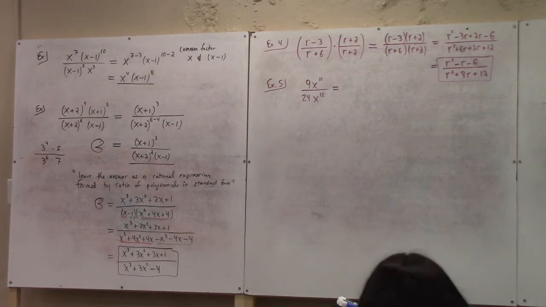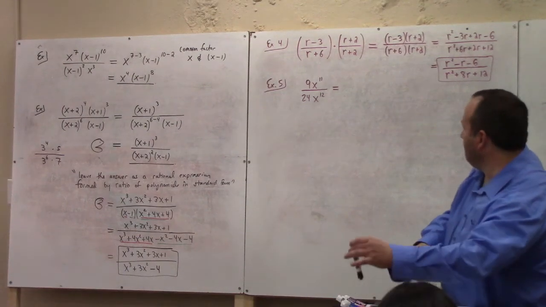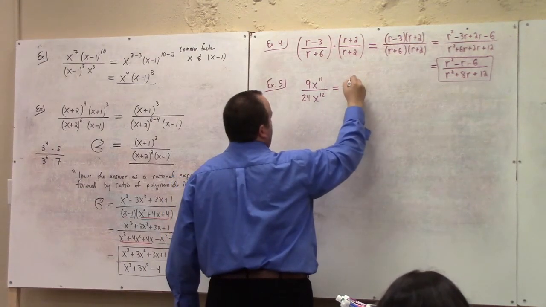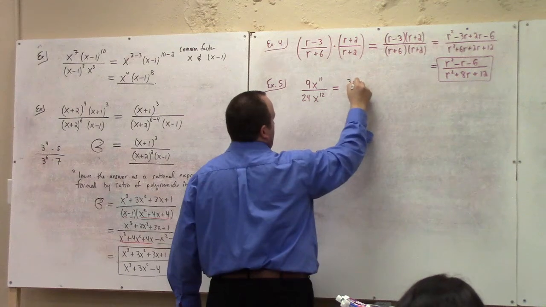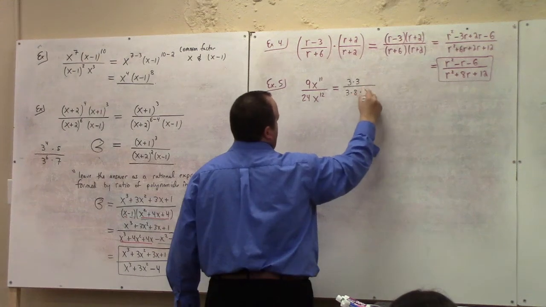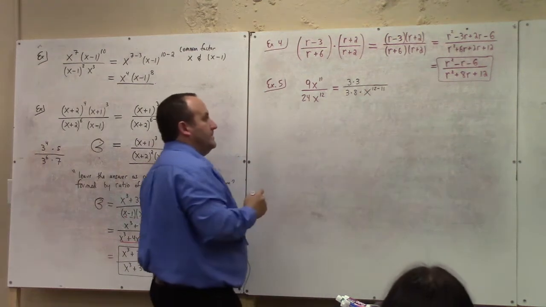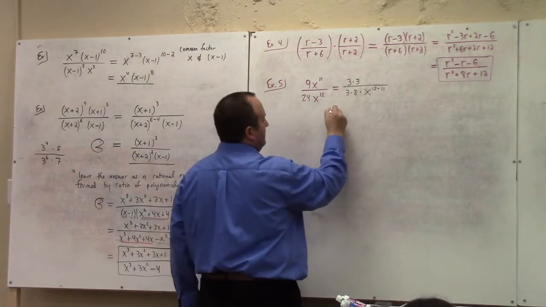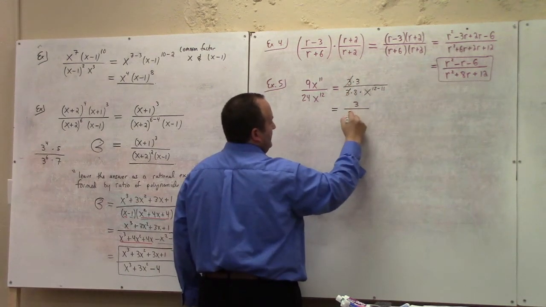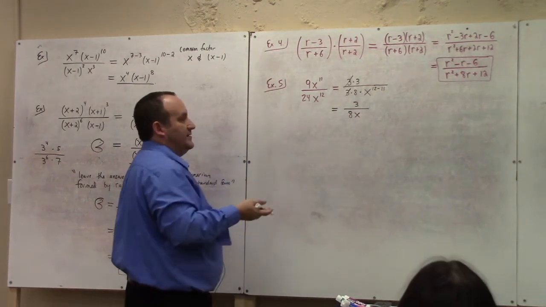How about exercise 5? Can you guys tell me what to do there? I'll write it out this way. This is 3 times 3 over 3 times 8 times x to the what, 12 minus 11. So we can cancel 3's, right? And that leaves us 3 over 8 x to the what? X to the 1, right?